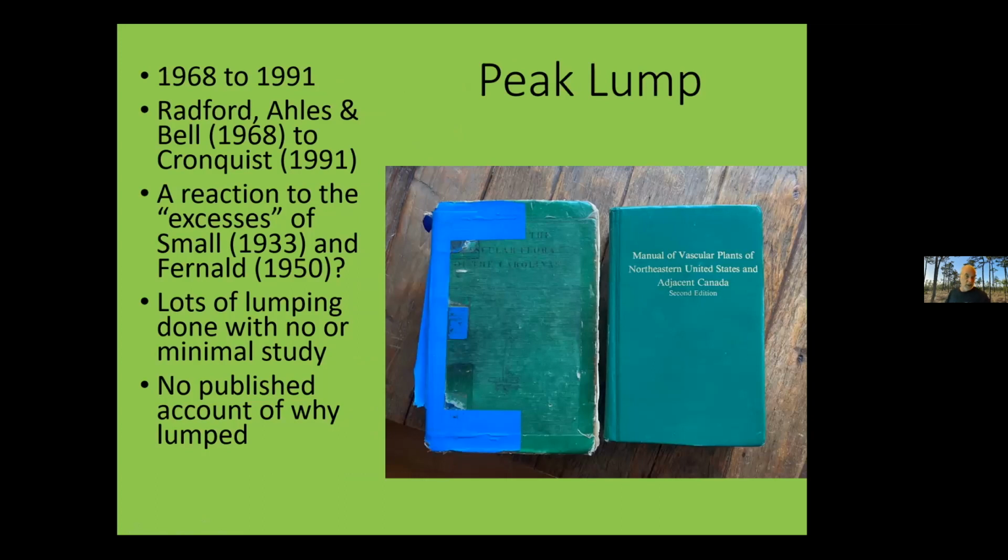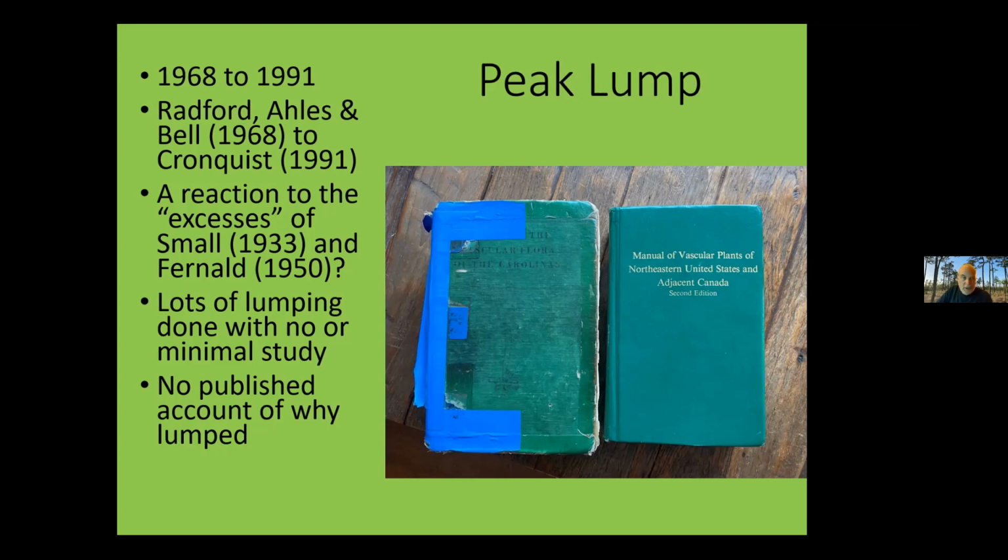And one of the things I also studied in my dissertation was scientific fashion. And I hope you won't take offense at me using the beloved Gleason and Cronquist 1991 as an example of this. But essentially the period from about 1968, the publication time in the Southeast of Radford, Ahles and Bell, Manual of the Vascular Flora of the Carolinas, up until the early 1990s, and for instance, Cronquist's Flora, published in 1991, was really a period where lumping was fashionable. And it's sometimes said that this was a reaction to the excesses, so-called, of Small in the Southeast 1933 Flora, and Fernald in the 8th edition of Gray's Manual.